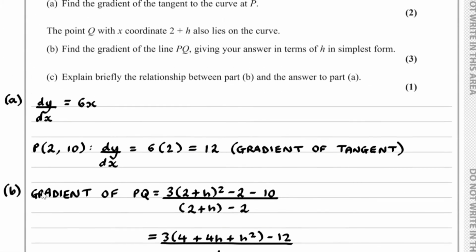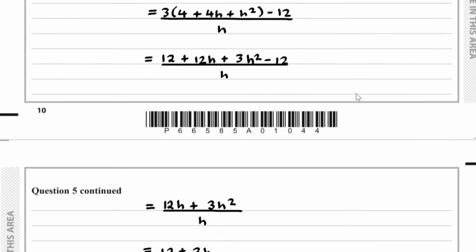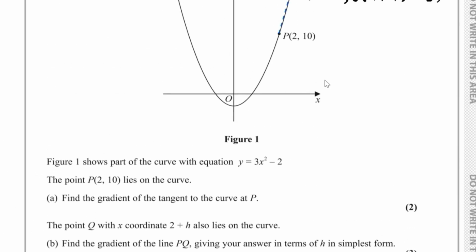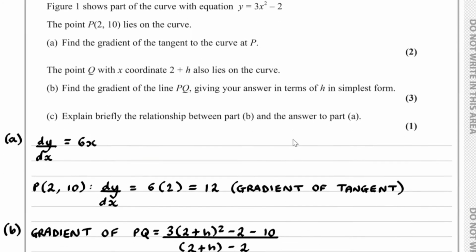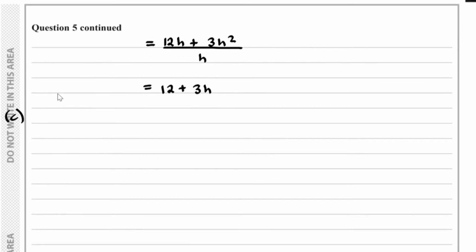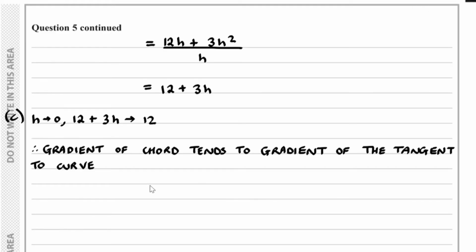And now for part C of the question, explain briefly the relationship between part B and the answer to part A. Well, as h gets smaller and smaller, in other words, as h tends towards 0, then 12 plus 3h would tend towards 12. Of course, 3h would tend towards 0. So the gradient of the chord tends to the gradient of the tangent to the curve.